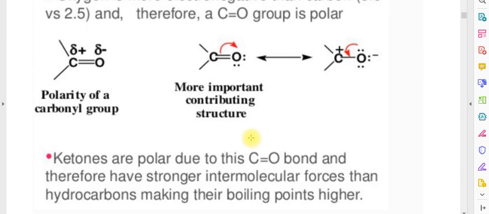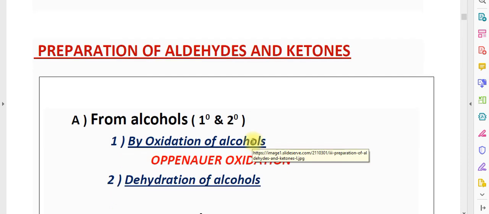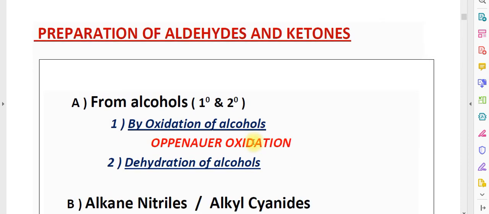So that is all about the introduction to aldehydes and ketones. And next we are entering into our module, that is the preparation of aldehydes and ketones. I think in the next class we can discuss all the preparation methods. We can start the preparation of aldehydes and ketones in the next video.